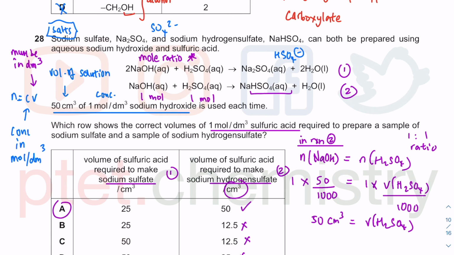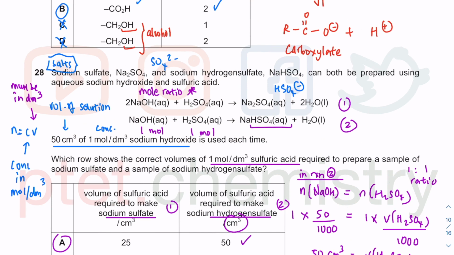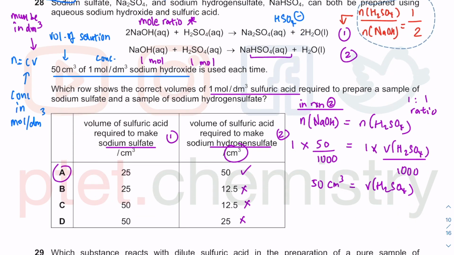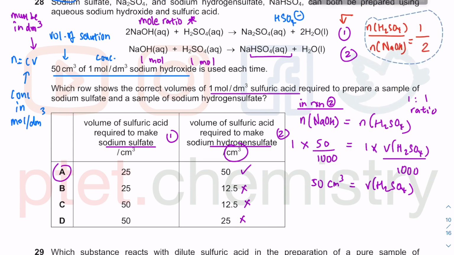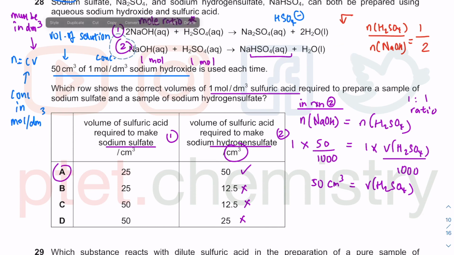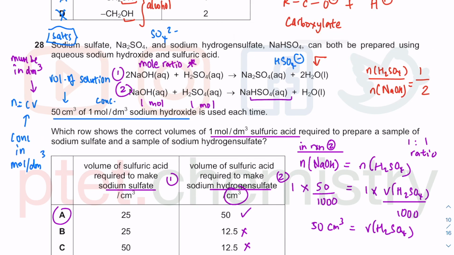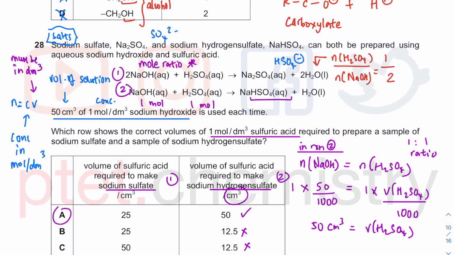Now, can I prove the other one? Can I prove the value? Of course I can. It's just mathematics. If I see reaction 1, the moles of sulfuric acid to the moles of NaOH is going to be 1 mole of sulfuric acid to 2 moles of NaOH. This is my all-in-one method. I'm running out of space, so I'm just going to move some stuff around and see if I can fit everything on this side. This is for reaction number 1.